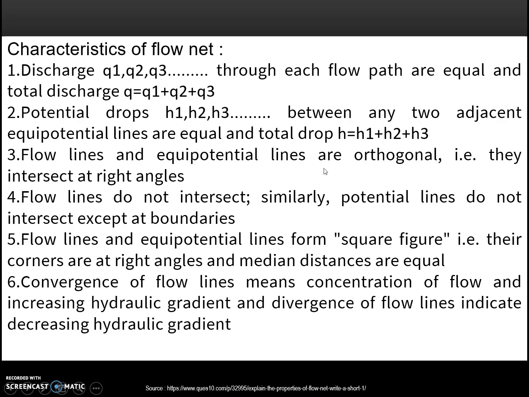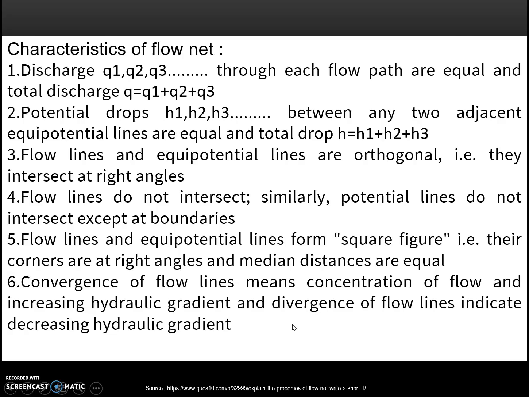Flow lines and equipotential lines are orthogonal, that is they intersect at right angles. Flow lines do not intersect. Similarly, potential lines do not intersect except at boundaries. Flow lines and equipotential lines form square figure, that is their corners are at right angles and median distances are equal. Convergence of flow lines means concentration of flow and increasing hydraulic gradient, and divergence of flow lines indicate decreasing hydraulic gradient.